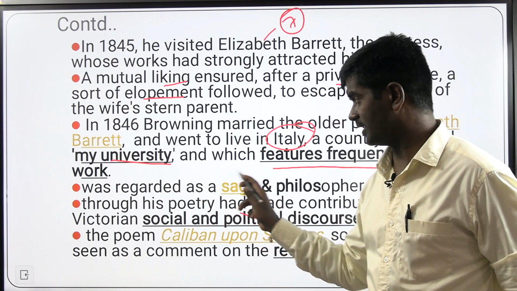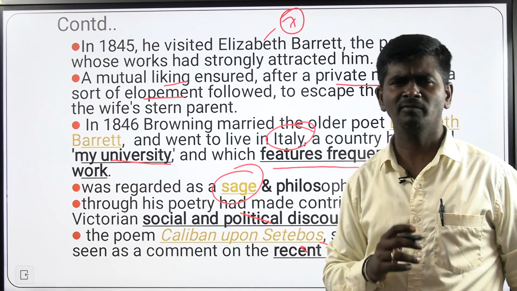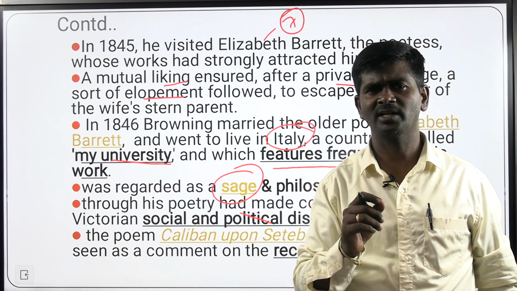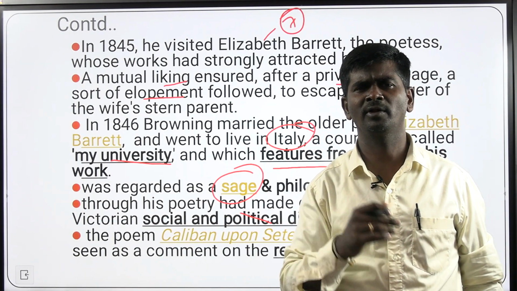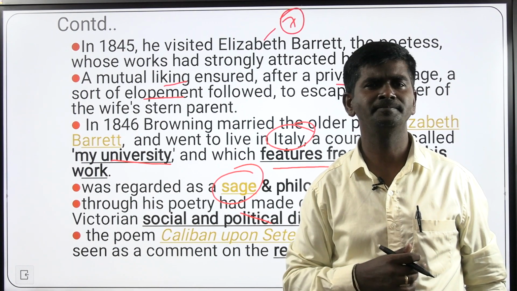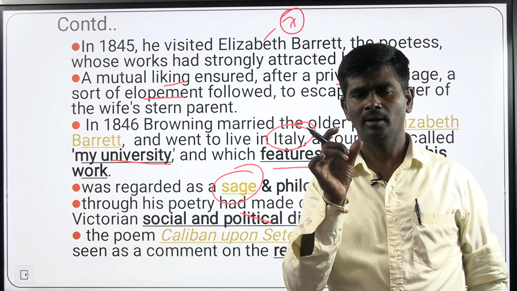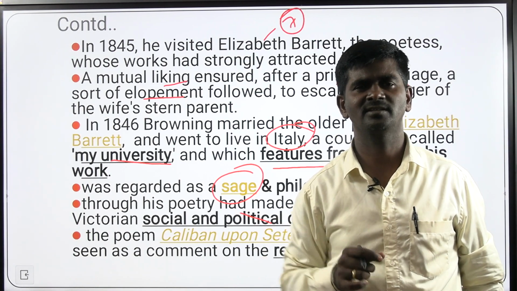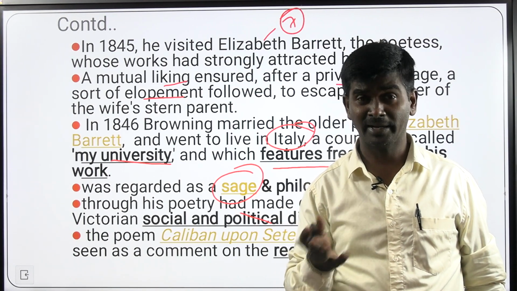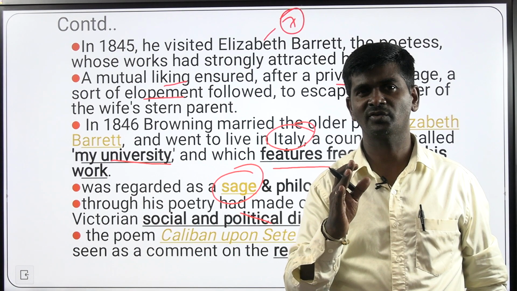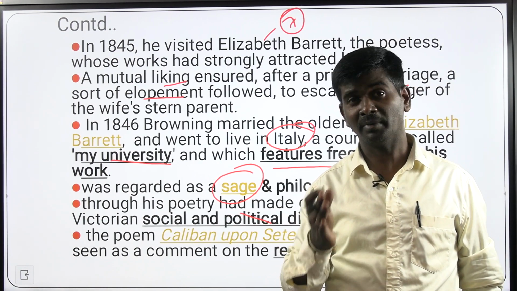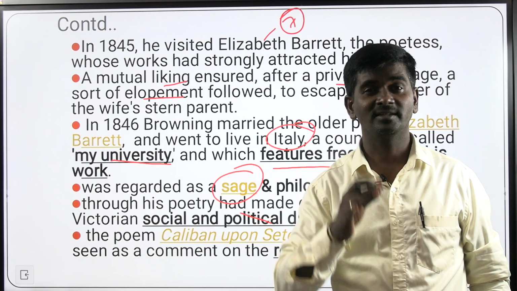Next, he was regarded as a sage. The bad luck with regard to Robert Browning was, after having lived after marriage for 7 years, Elizabeth Barrett Browning died by giving birth to a son. They enjoyed marital life for just 7 years. Hence, he never married. Most of the English writers, after the death of their partners, they married, but Robert Browning didn't. That is a greatness.